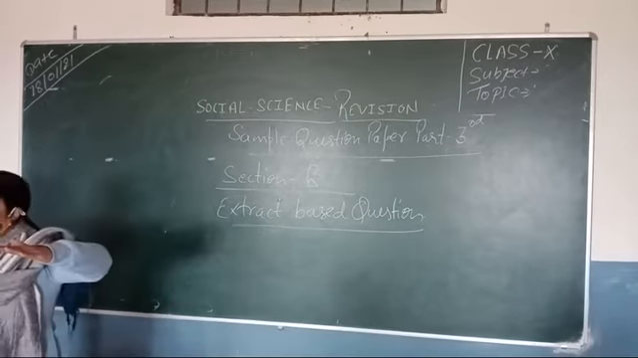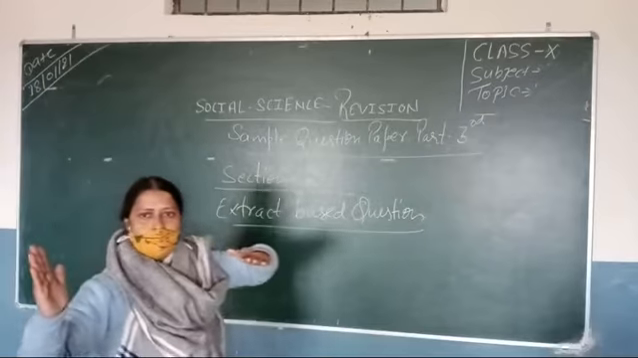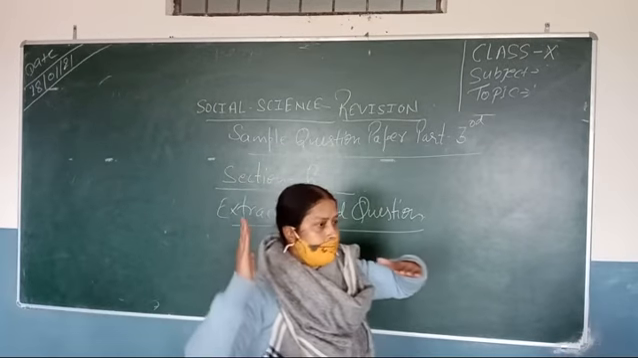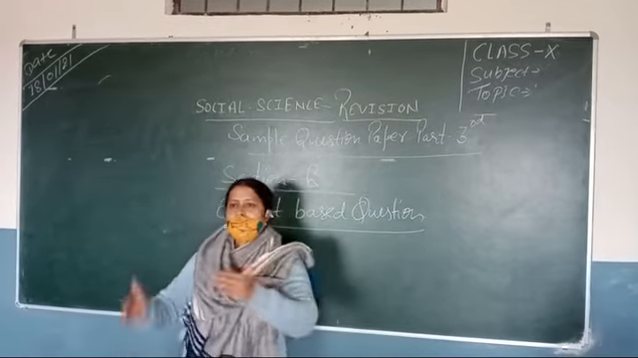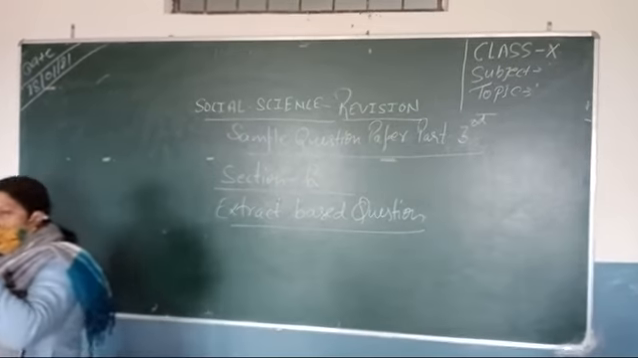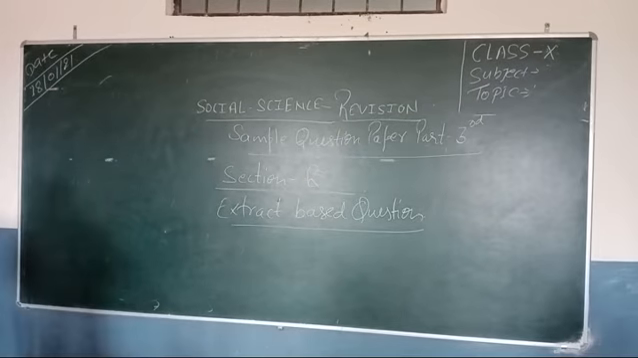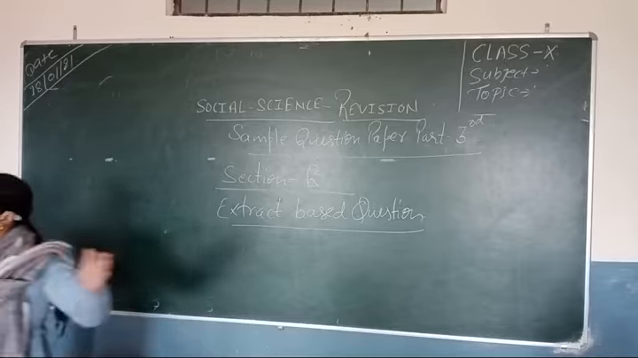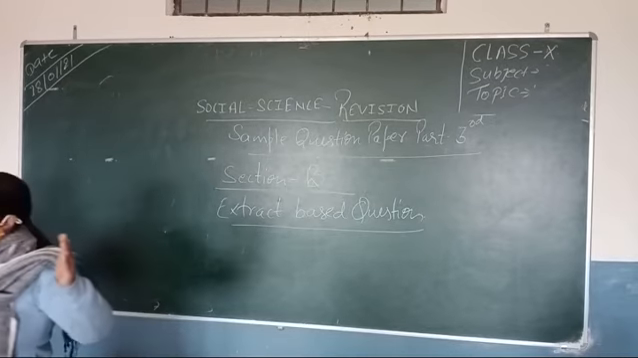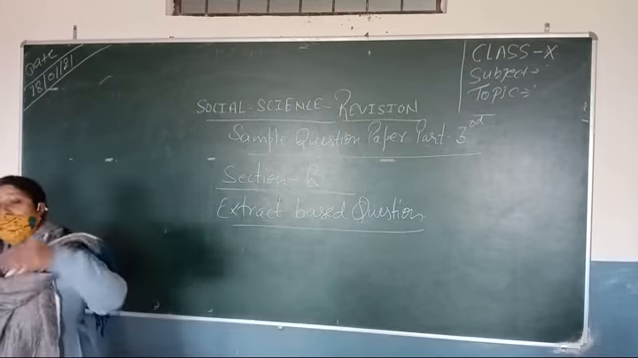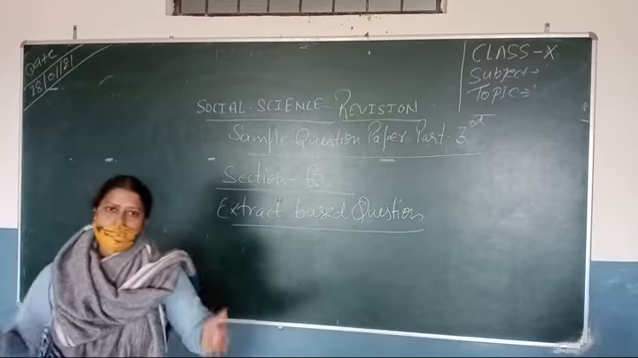Now Section C, short answer. Each question will be for 3 marks. You will be having internal choices. Within one question you will be having a choice, but overall you have to do all of the question paper. Don't attempt both questions where you are having choices.